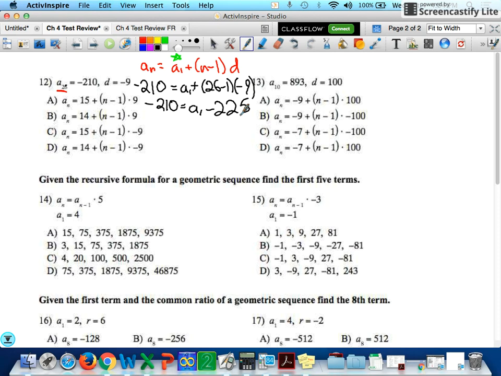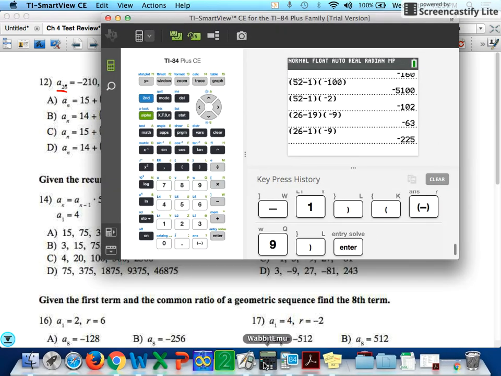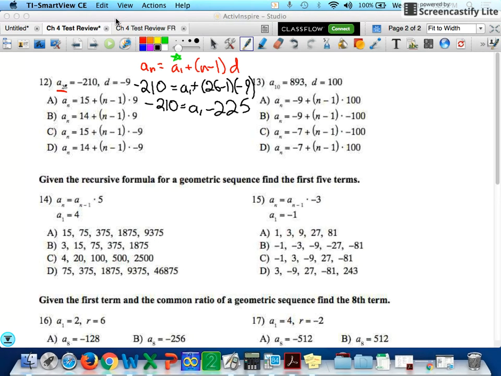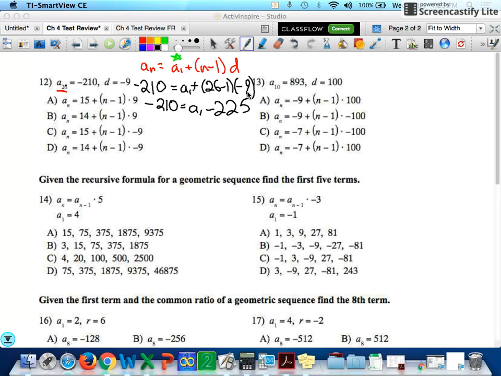Well, what happened is I would have ended up with an a sub 1 that didn't show up over here, which would have been a telltale sign that I'd messed the problem up, and then I would have had to go back and fix that then. Okay? So just double checking. I've got 26 minus 1 times -9. Okay, I got it. We're on the right page now.